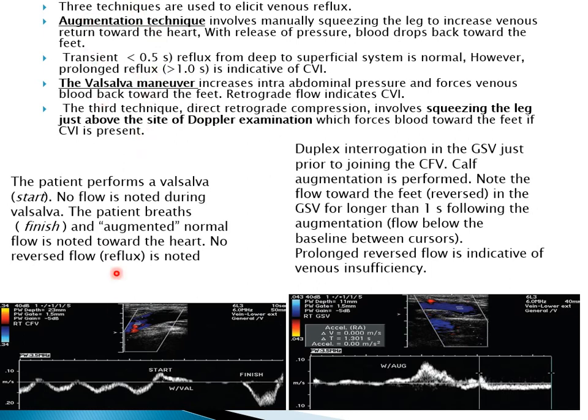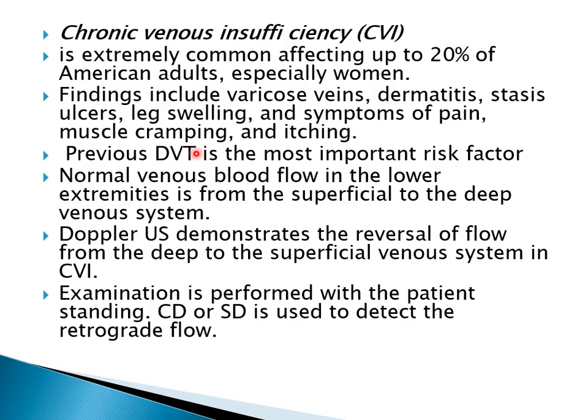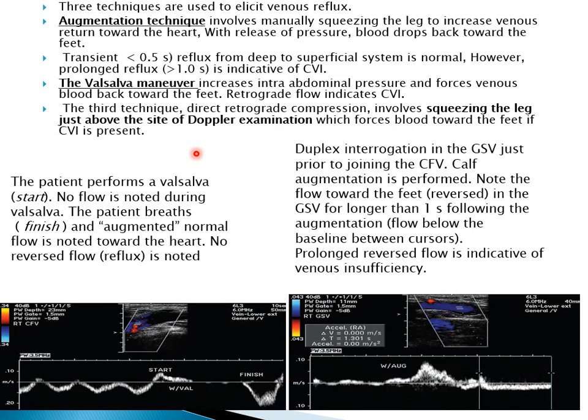Here we use 3 techniques for incompetent valves, and the patient, as we said, should be in standing position. It's better to be done that way. We have the augmentation technique, manually squeezing the leg to increase the venous return towards the heart. With the release of the pressure, blood drops back toward the feet. A transient reflux of less than 0.5 second from deep to superficial is normal. You measure it here on the scale. If less than 0.5 seconds, it's normal. More than this, it's abnormal, suggesting chronic venous insufficiency.